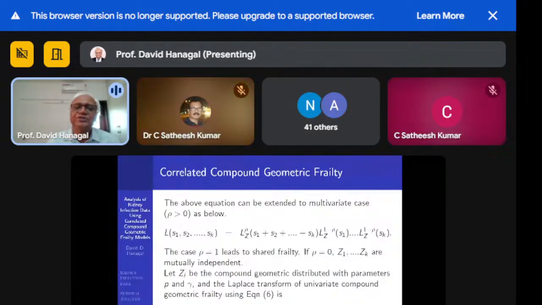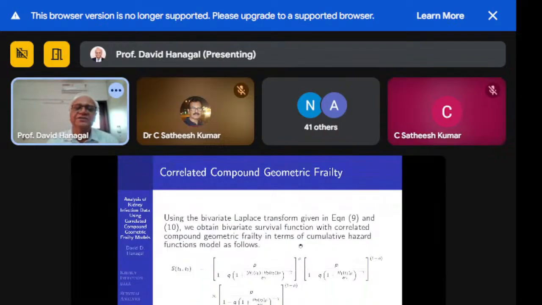Now, substitute this in the Laplace transform here. We get this one. This is for the univariate. We can do it for the bivariate. This is the bivariate. We already have an equation for the bivariate, just substitute it here in equation number 9.